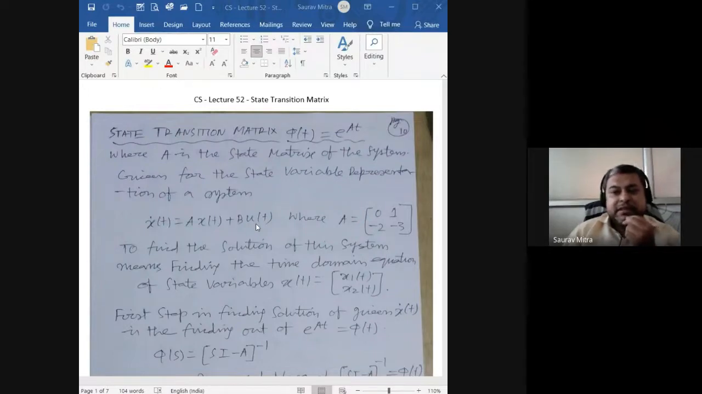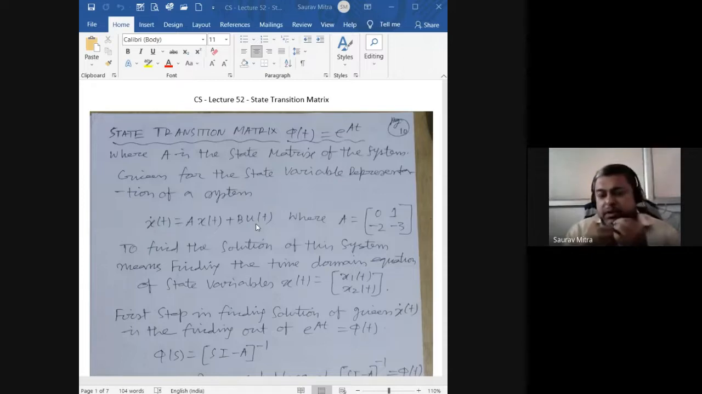And finding the state transition matrix is a big task, and students get scared because they don't understand it, and that's why they are not able to find it. But the numericals are very repetitive and there are no difficult steps. Only you have to do a partial fraction and you have to take the inverse Laplace transform.